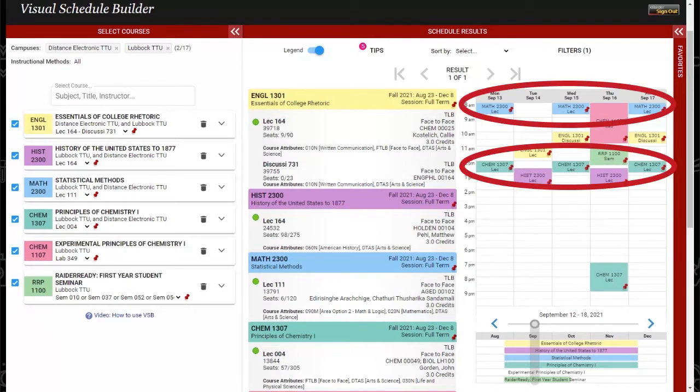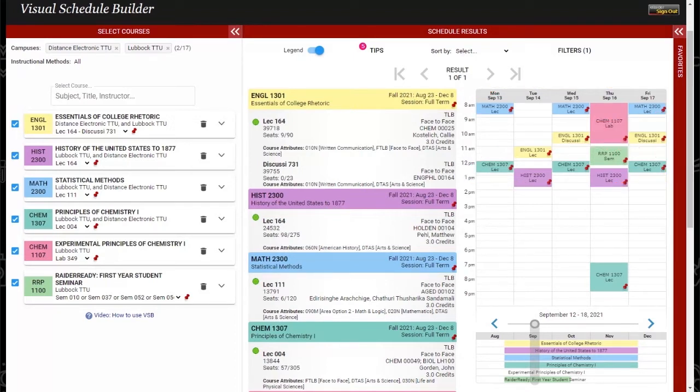So here we can see how the Monday, Wednesday, Friday structure works with Math 2300 and Chemistry 1307 occurring on 3 days throughout the week. For Tuesday, Thursday, we have History 2300 as an example to look at. Some classes may only appear once a week, as with RRP 1100.